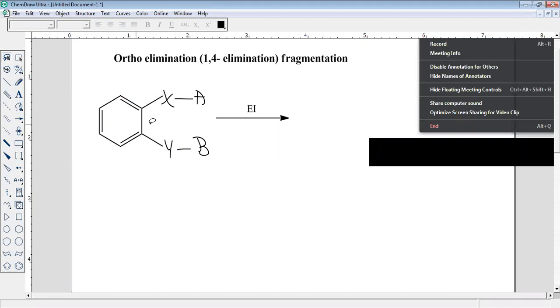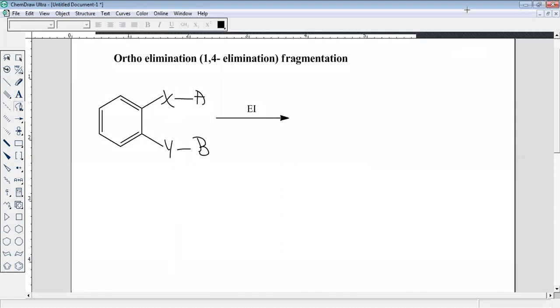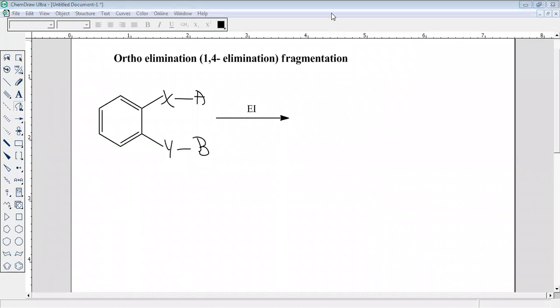You can see this. If appropriate groups should be there, generally we can have here OH, methyl, CH2OH, like that, many groups. So ortho substitution. When you perform their mass analysis, they undergo a 1,4 elimination reaction.